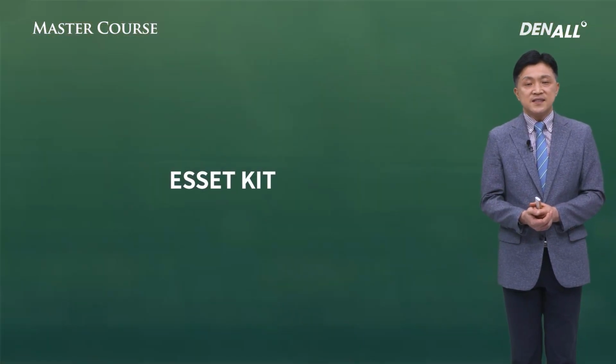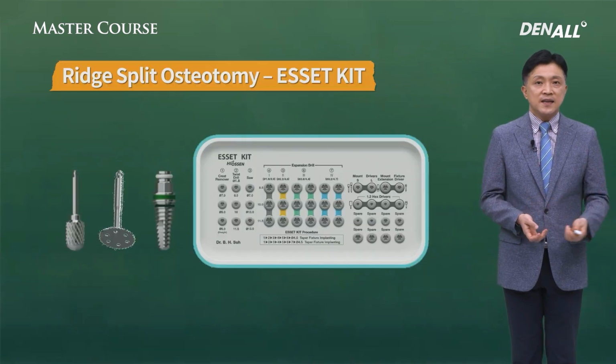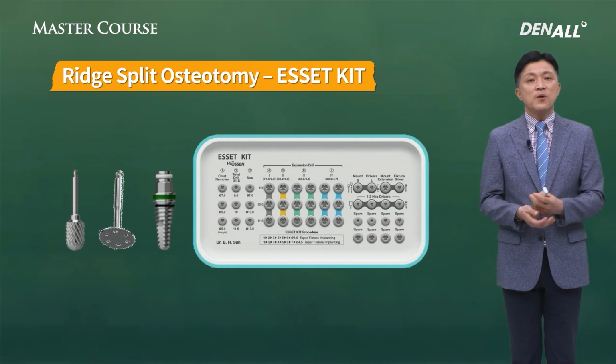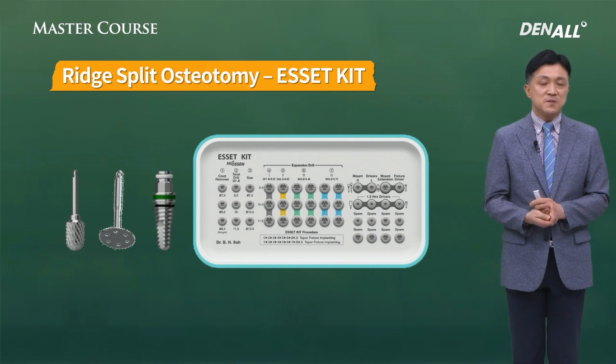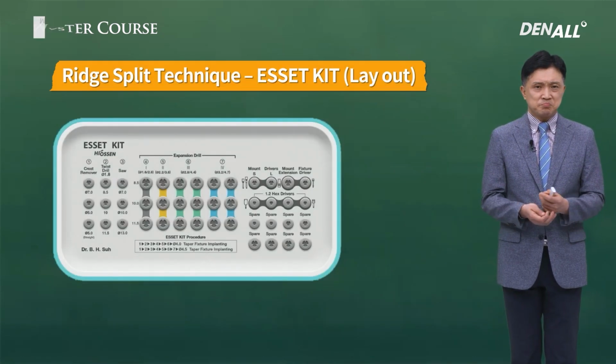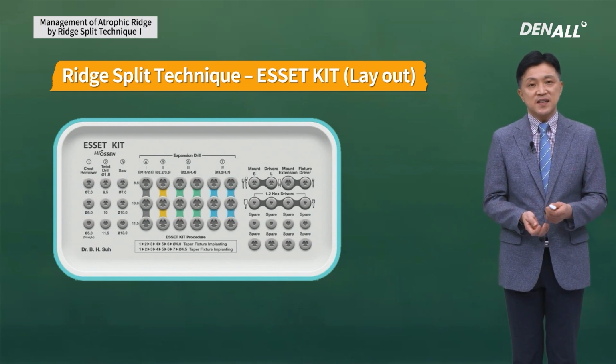Let's look at the SET kit. Asset kit is as shown. This is a newer version. I have an older version. Only the newer version is being sold. This is the new version. There are not that many components to explain.